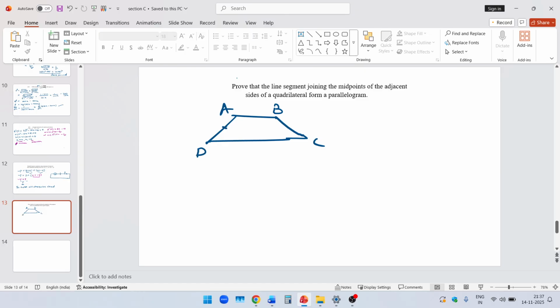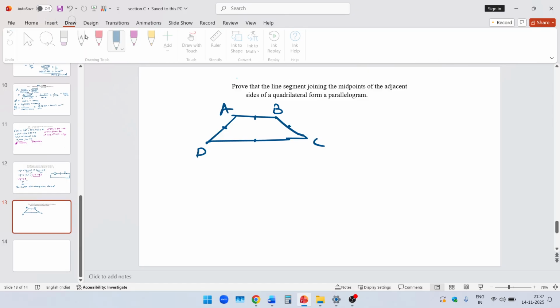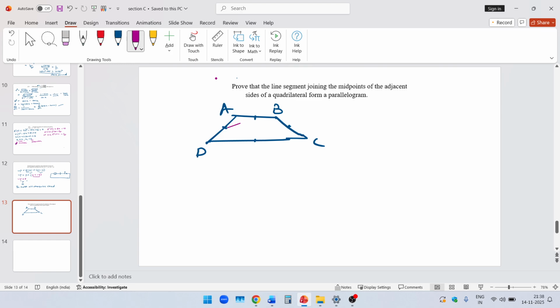I'm taking midpoints of all the sides of this quadrilateral, and I'm going to join them. Let me join it with another color. Okay. Let it be P, Q, R, S. All right. So I have to prove that quadrilateral PQRS is a parallelogram. That is what I have to prove.